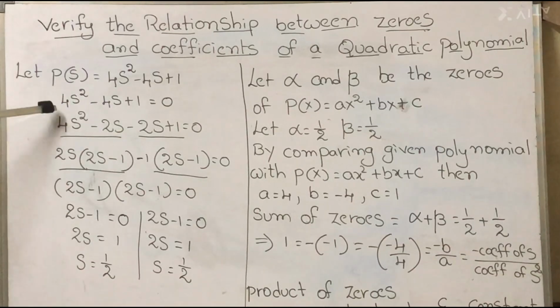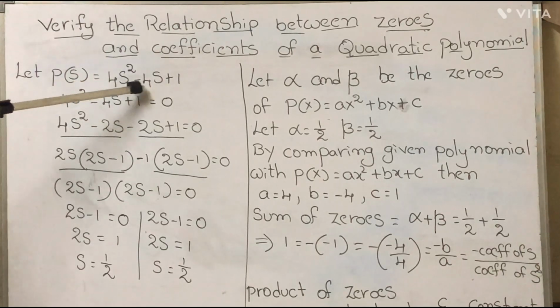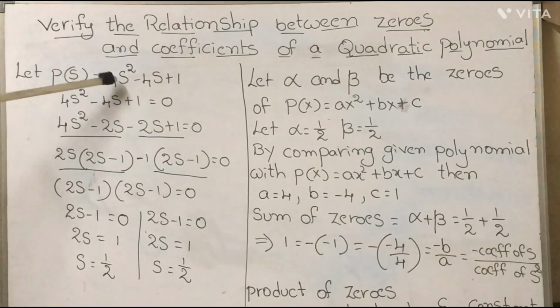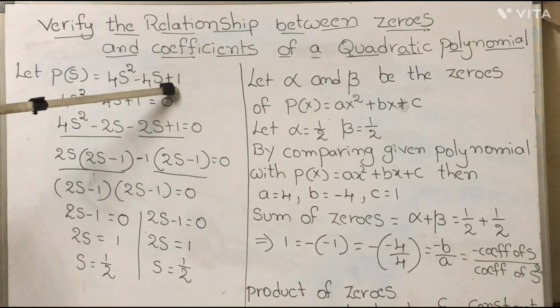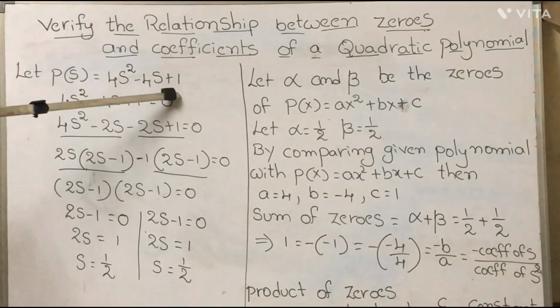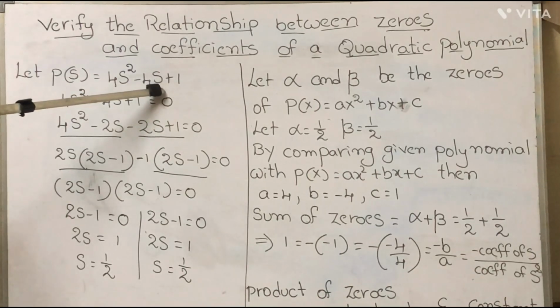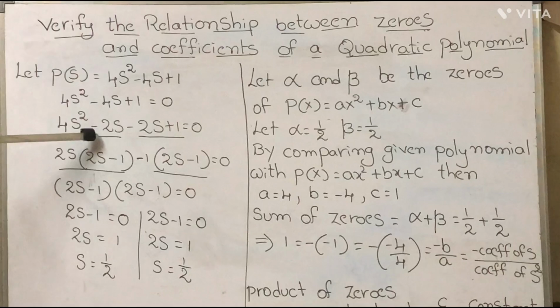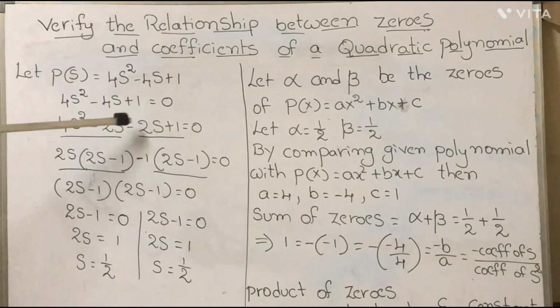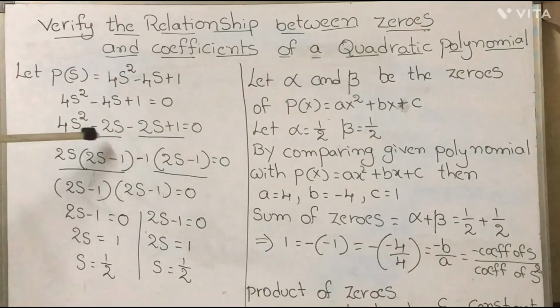Yesterday I told you the way to find the zeros by using split the middle term. Here the middle term is minus 4s. Coefficient of s square is 4 and the constant is 1. 4 ones are 4, so the product is 4, as well as the middle term is minus 4. So I split the middle term like minus 2s, minus 2s, since 2 twos are 4.